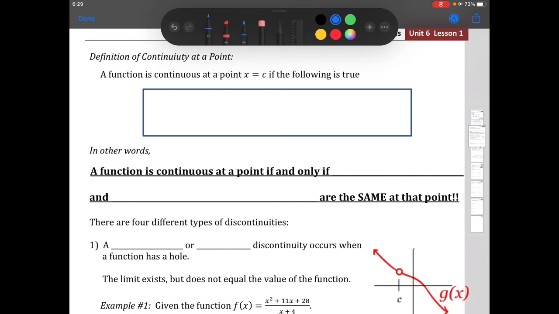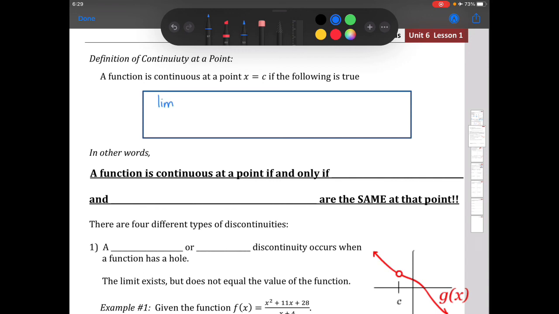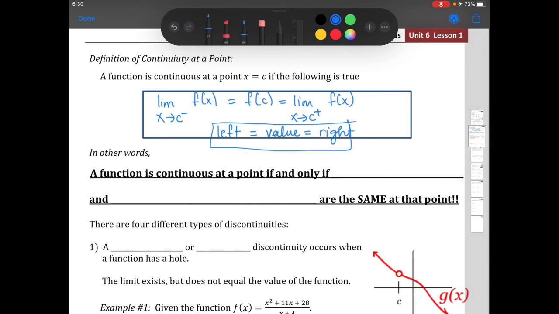A function is continuous at a point x equals c if the following is true. It is limit, very similar to what we wrote, as x approaches c from the left of f of x is the same as f of c, is the same as limit as x approaches c from the right of f of x. Basically, in simple English, if the left limit is equal to the value of the function is equal to the right limit, if it is true, then it is continuous. That's what you need to remember, right?